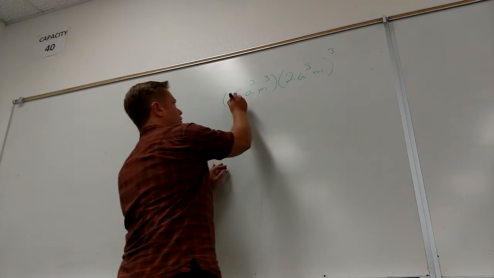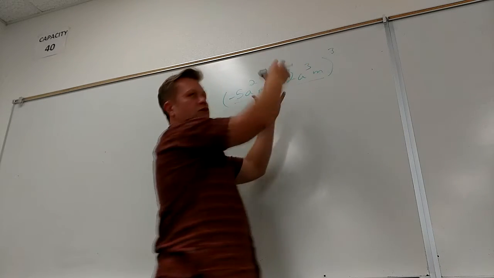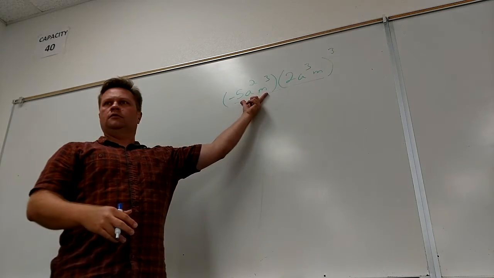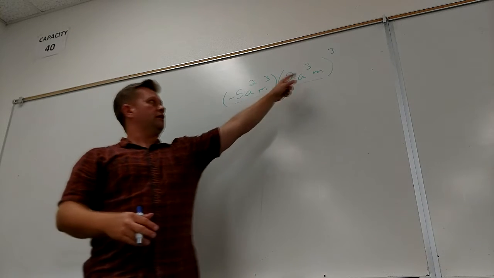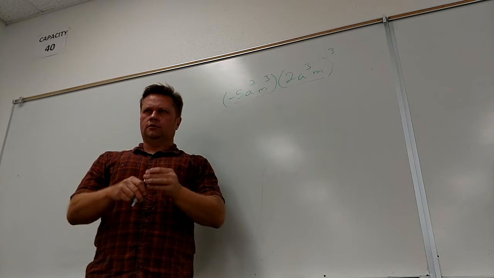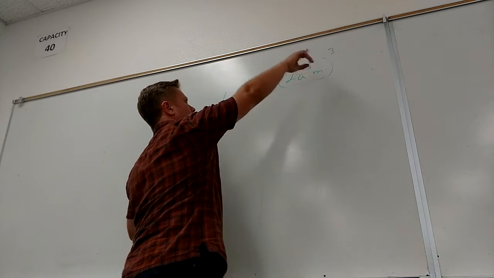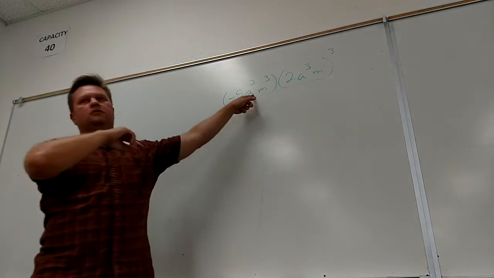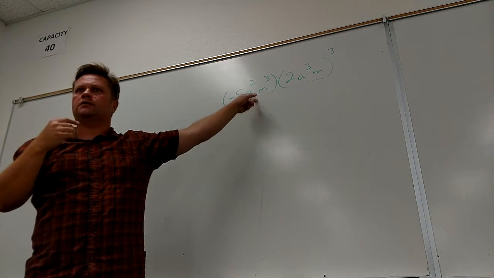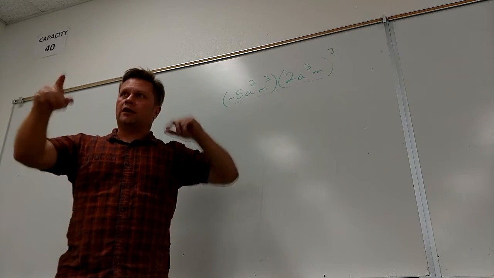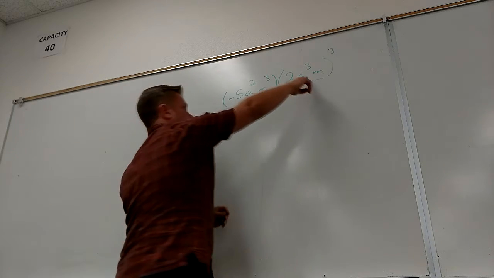So some people did this multiplication in the third power, but there's not three of these. There's one of these. There's three of these. See what I'm saying? So you can't just multiply these together and then do a cube, because then you're saying there's three of these also. There's only one of these. Order of operations saves you. So you do this first.